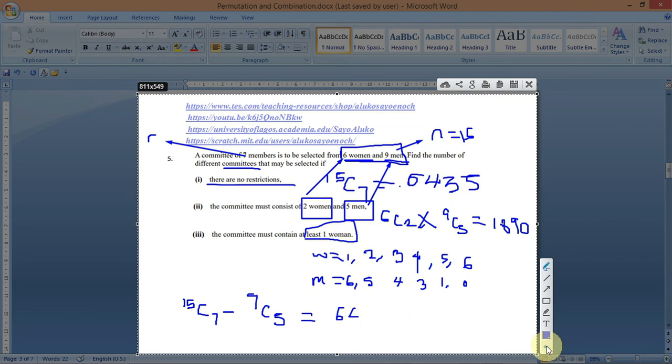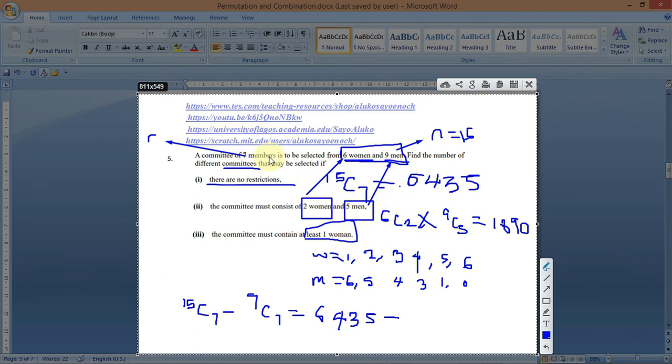Now without restriction, that is 15 combination 7, because we are choosing members. Also for the men, 9 combination 7, because it's all the members of the committee being men too. Sorry about that. So what is my 15 combination 7 again? 6435 minus all men, which is 9 combination 7, not 5 men, so 9 combination 7 members.